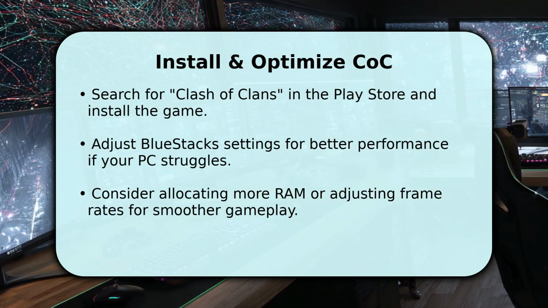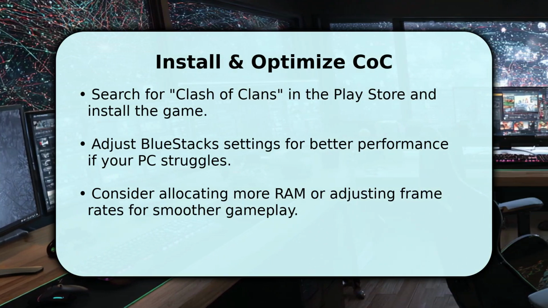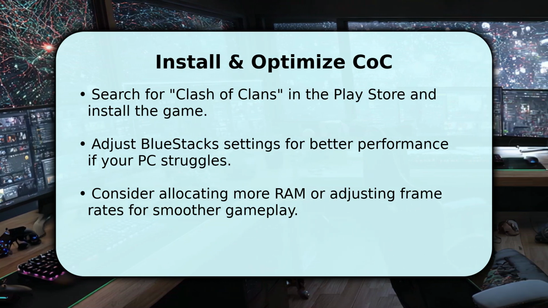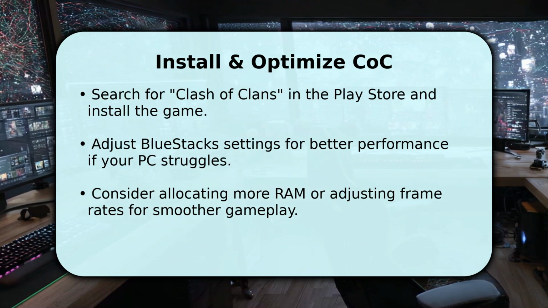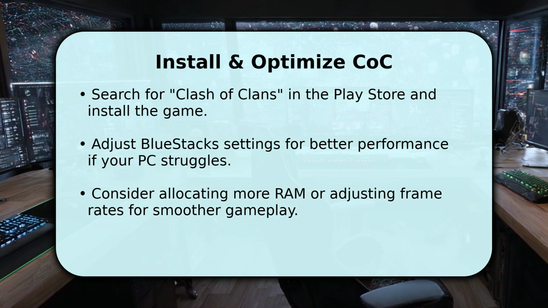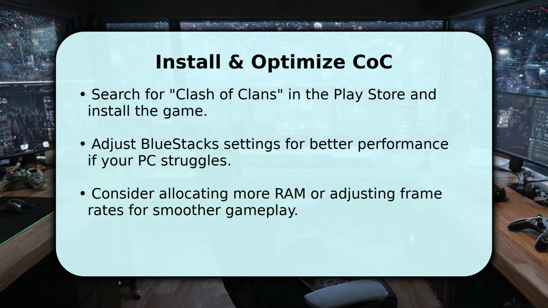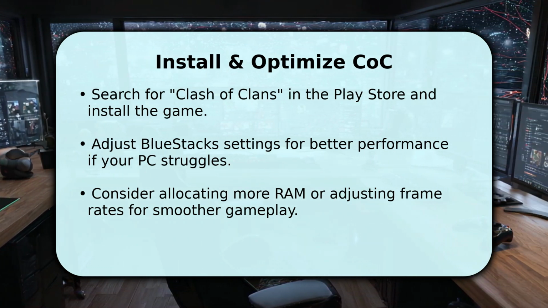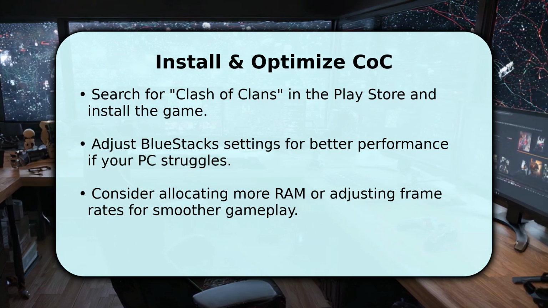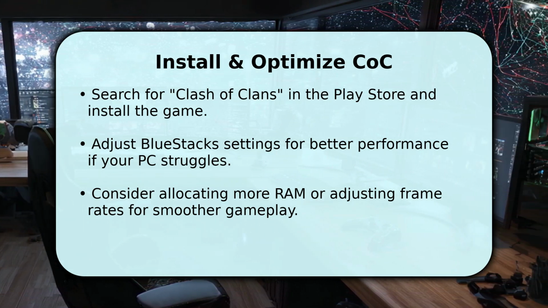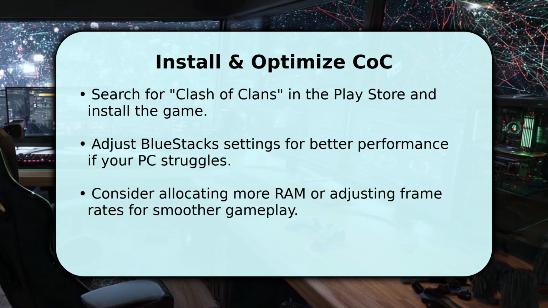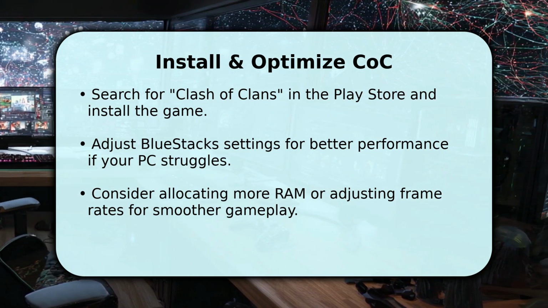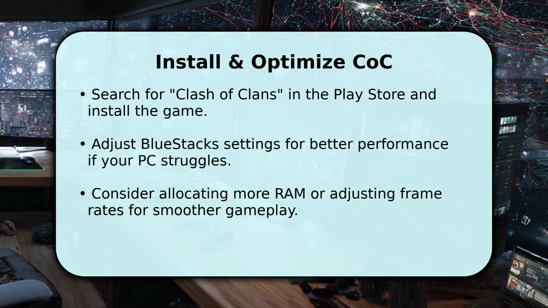Now that you're signed in, head into the Google Play Store within BlueStacks. Simply search for Clash of Clans and click Install. While it downloads, you might want to quickly check the BlueStacks settings. You can often allocate more RAM or adjust the frame rate for smoother gameplay, ensuring your battles run perfectly. These small tweaks can make a big difference.